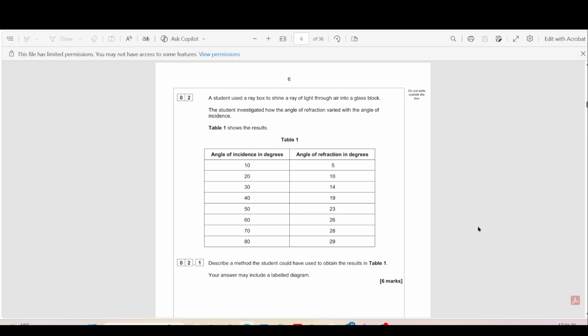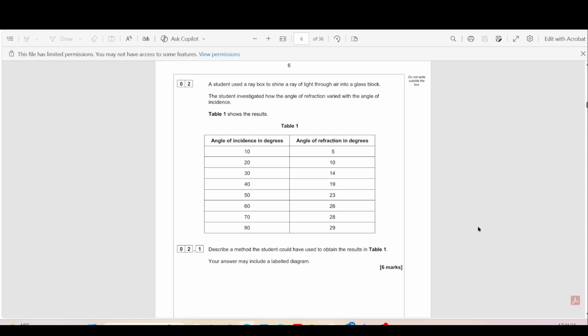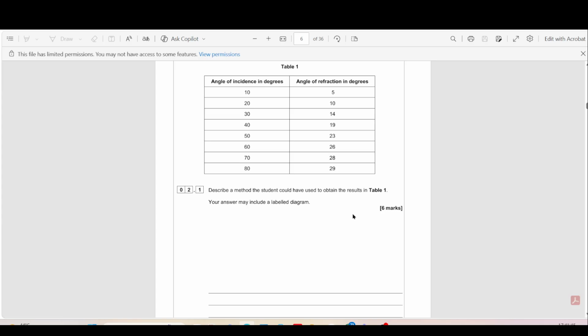A student used a ray box to shine a ray of light through the air into a glass block. The student investigated how the angle of refraction varied with the angle of incidence. Describe a method the student could have used to obtain the results in Table 1. Your answer may include a labelled diagram.